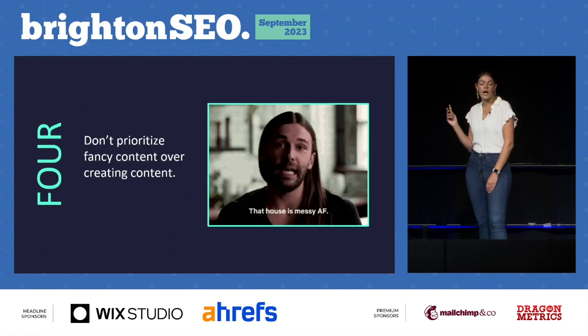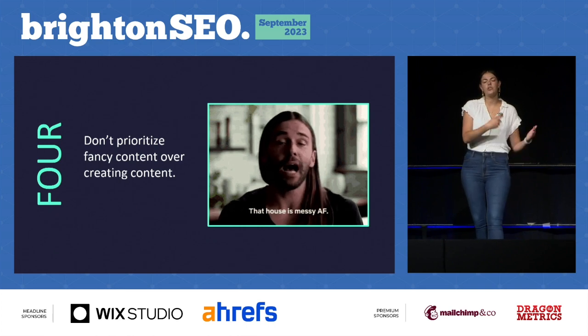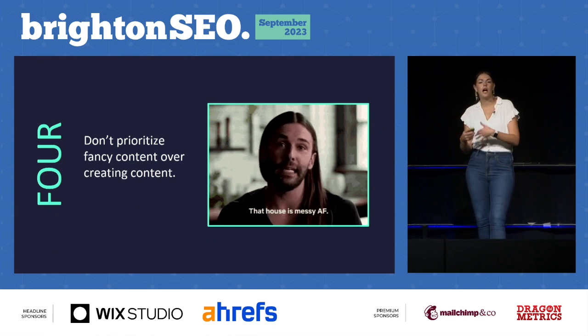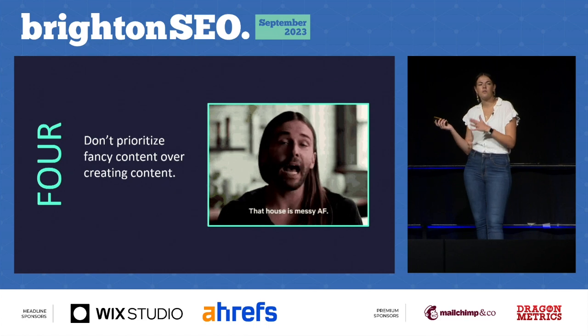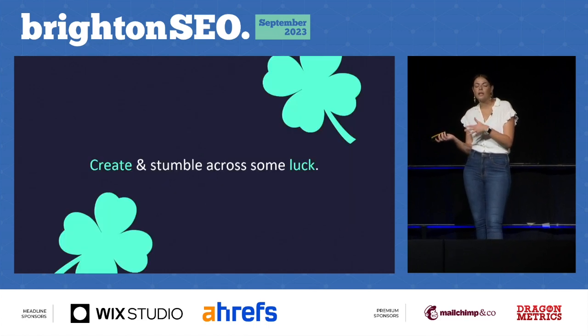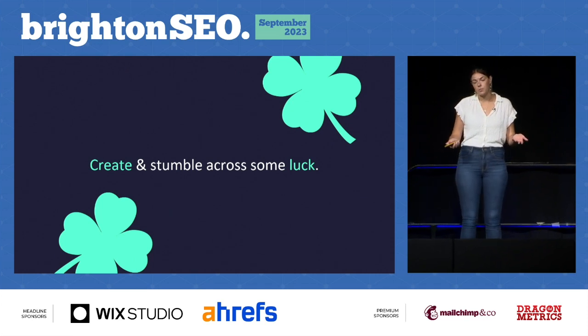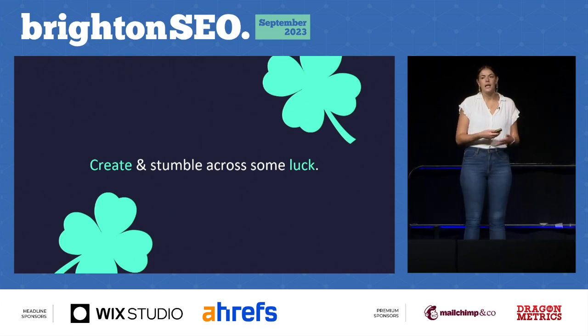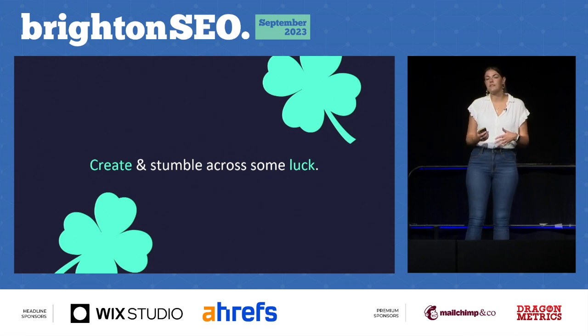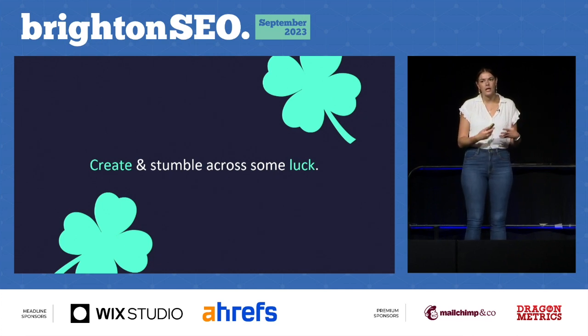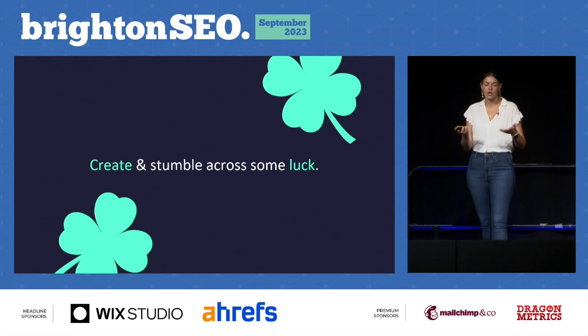And number 4 is to not prioritize fancy content over creating a lot of content. And this kind of falls into my overall point, which is to create and stumble across some luck. So as I said at the beginning, going viral is kind of like winning the lottery. And your lottery tickets are basically just how many TikToks you put out. So the more you can create, the better chance that you have. And if things are getting in the way of that, like really high quality content, you might have less luck on actually putting out the content itself.